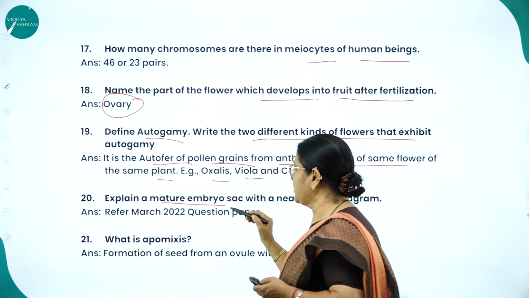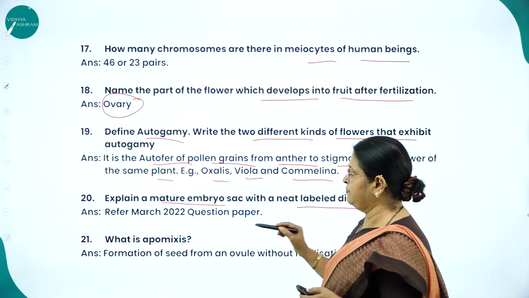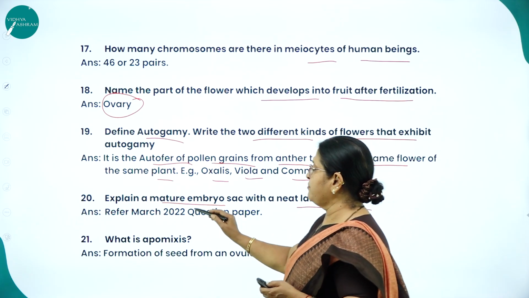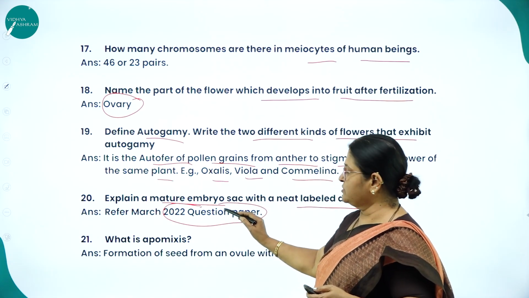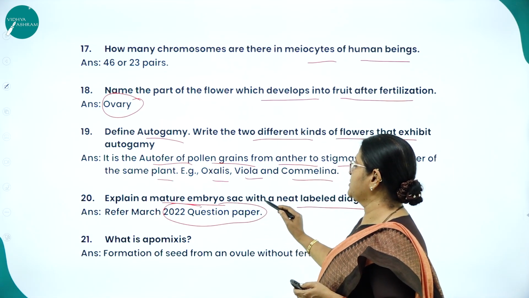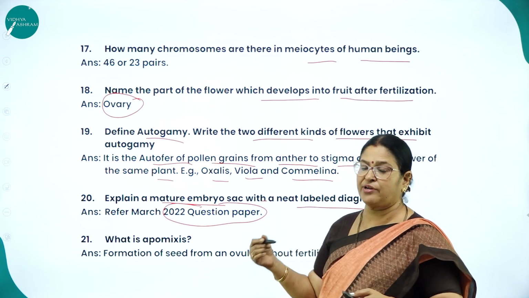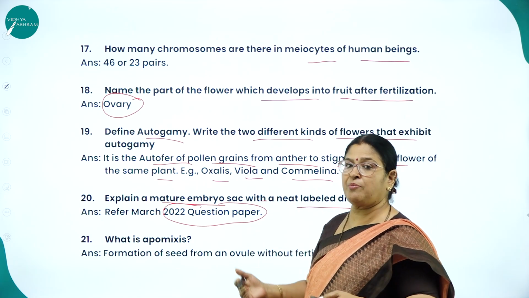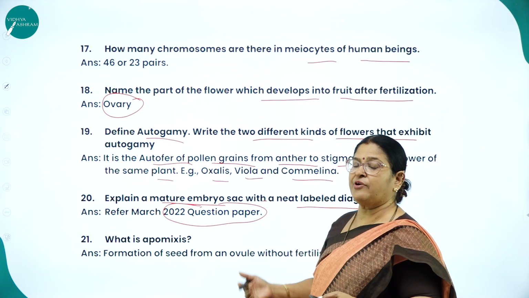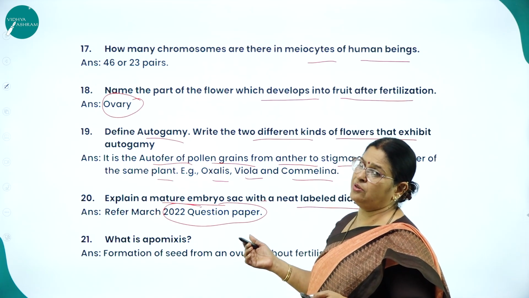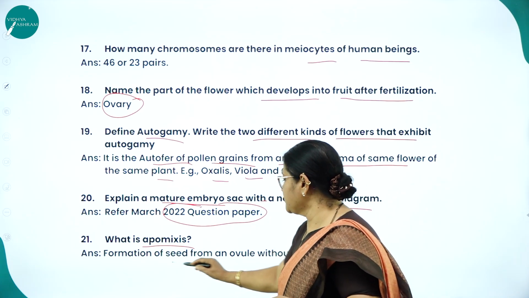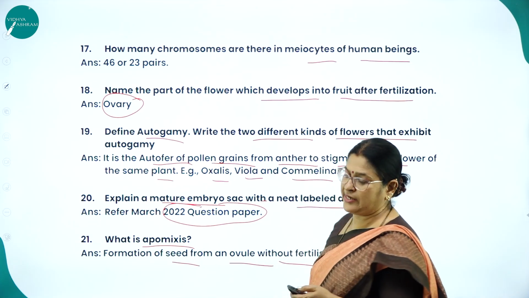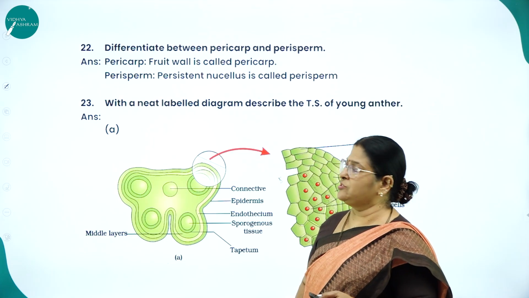20th. Explain a mature embryo sac with a neat labeled diagram. Here you can refer to the March 2022 question paper wherein they have asked this question. As I already said, these are the most probable questions that were asked from March 2023 back to March 2014. What is apomixis? Formation of seed from an ovule without fertilization. Question number 21.